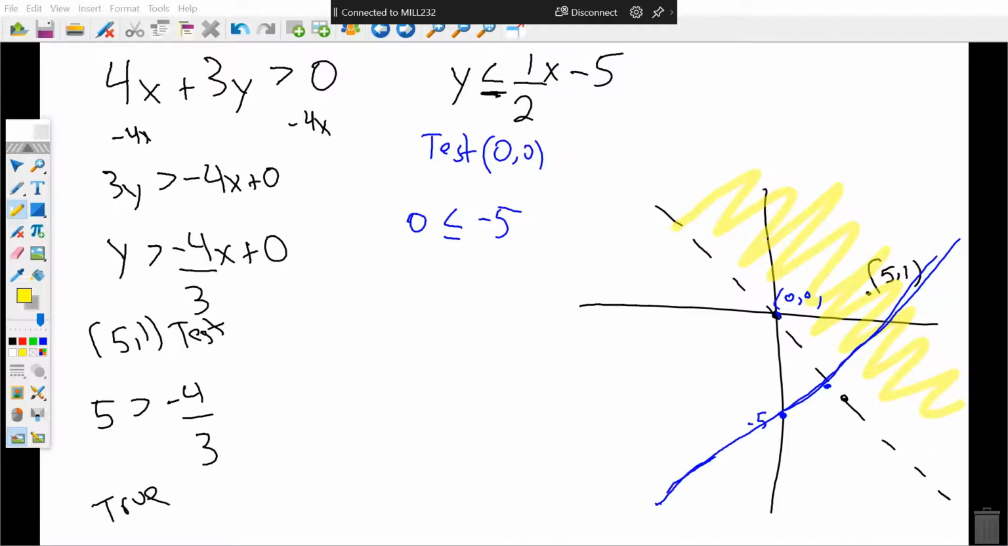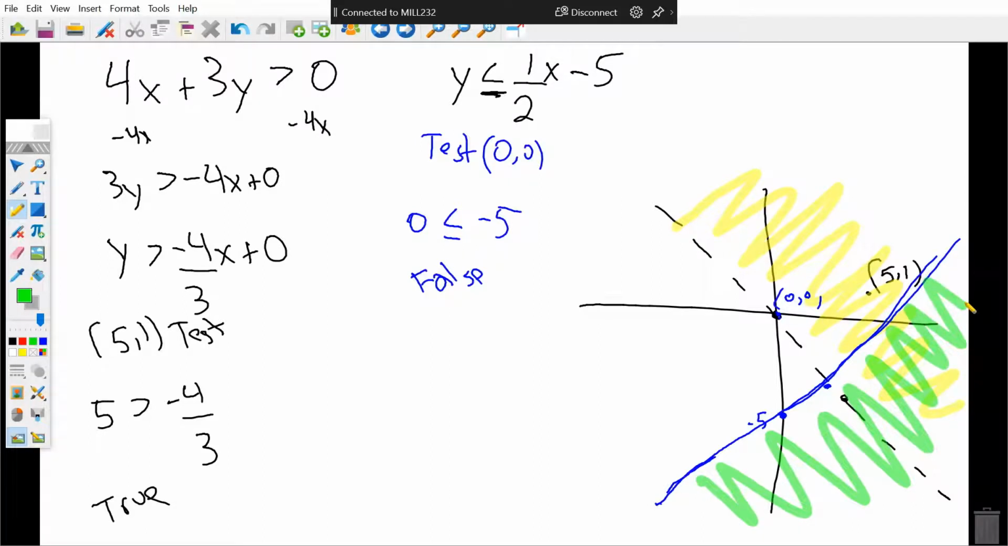No, 0 is not less than -5. -5 is less than 0. So this is false. 0 is not less than -5. This test point was above the line, right? So then we have to shade everything that is below the blue line.